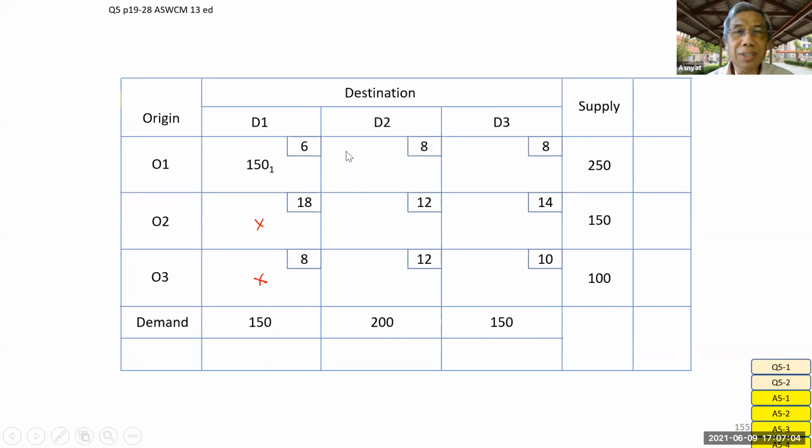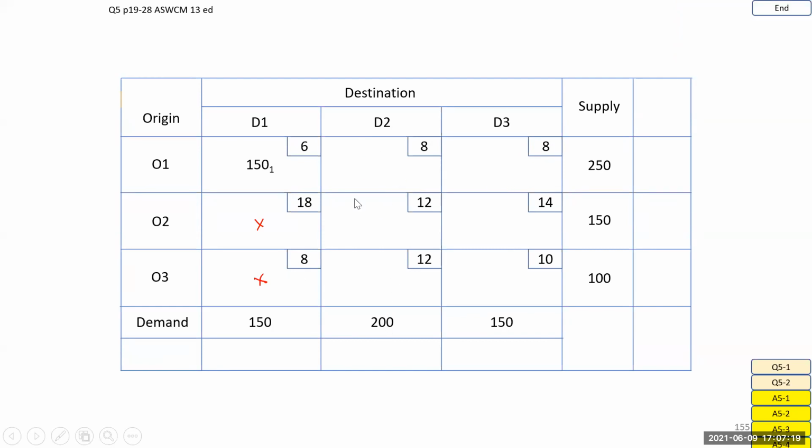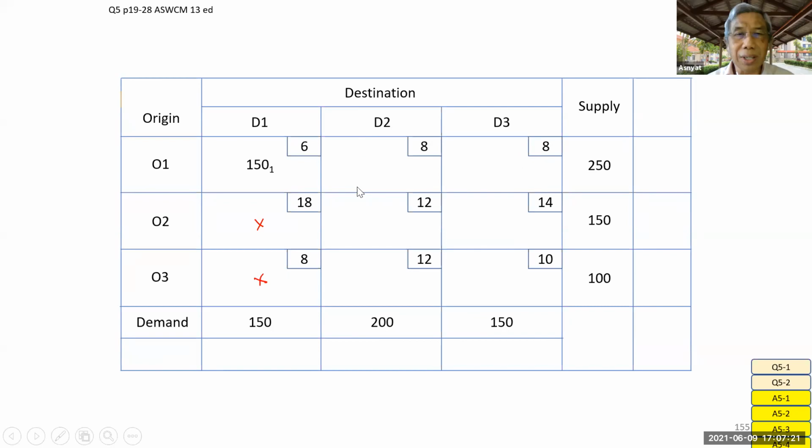I think take the nearer one first. You can use this one or this one. I think for our purpose, I use this one. How many units are we going to transport along this route? 100. So 100. Now origin 1 cannot supply to this one, already used up.